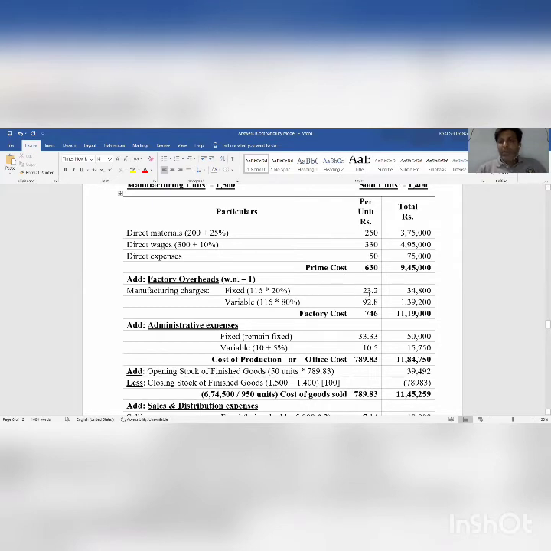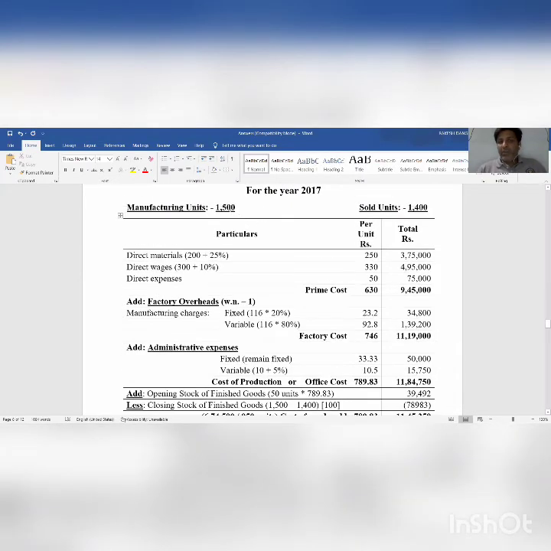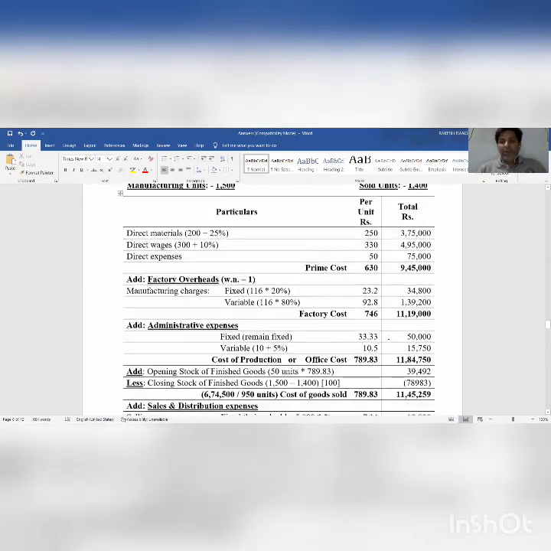So the total: 23.2 into 1500 manufacturing units is equal to 34,800 in total amount. In the same way, variable manufacturing expense 92.8 multiplied by 1500 is equal to 1,39,200. Now factory overhead will be added into prime cost. Then we get factory cost or works cost rupees 746 unit wise and rupees 11 lakh 19,000 in total amount.